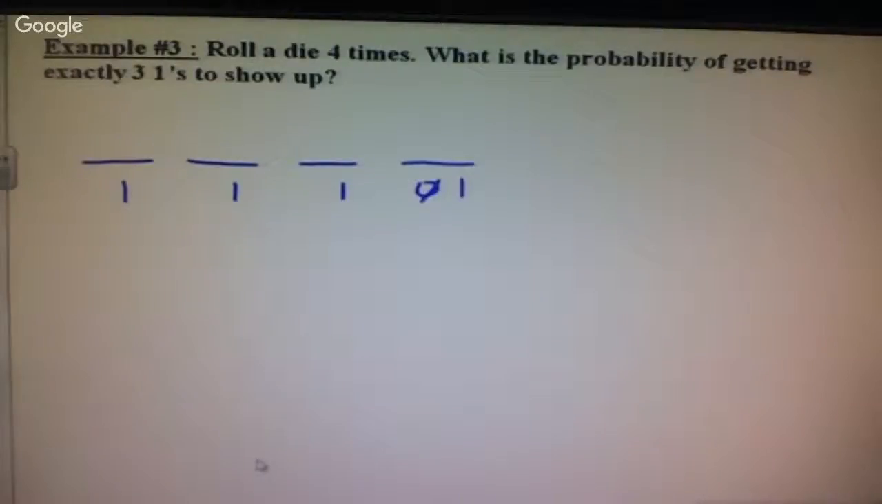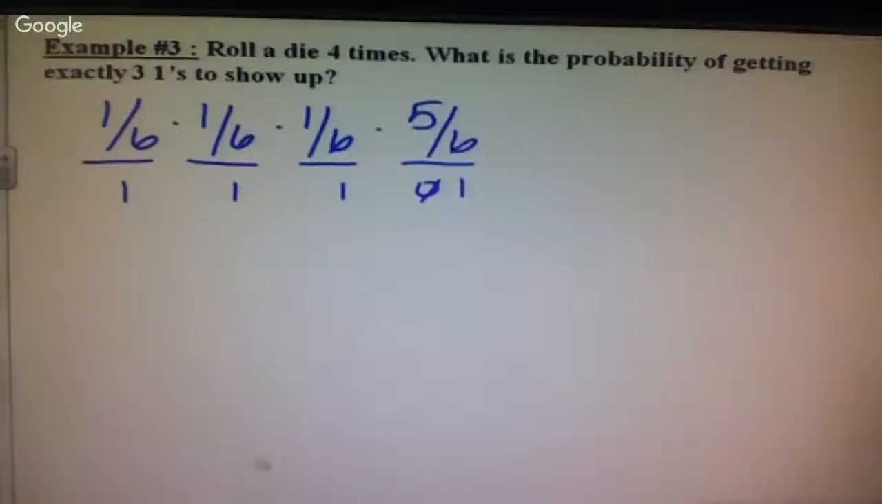If I want a 1 here, what's my probability? 1 out of 6. I want another 1 here. 1 out of 6. A die can never be dependent. You can't take a side off of a die. They're always independent. Here, I want something that's not a 1, so it would be 5 out of 6.